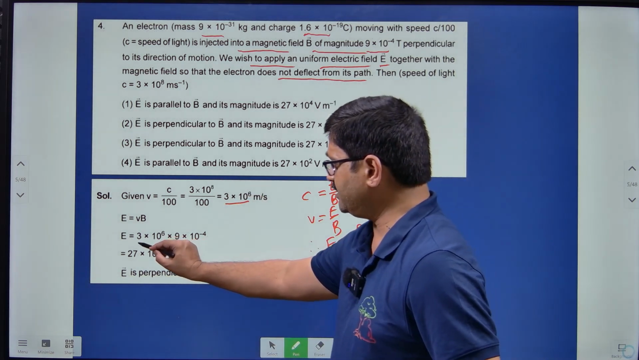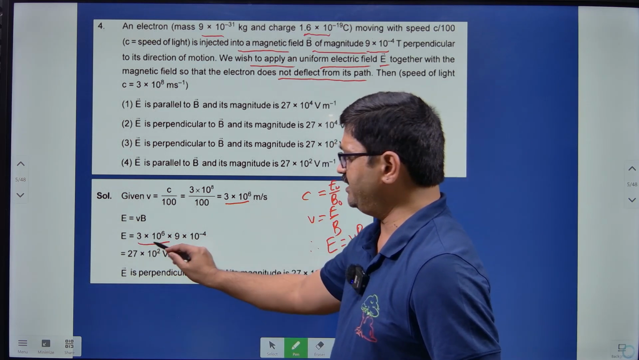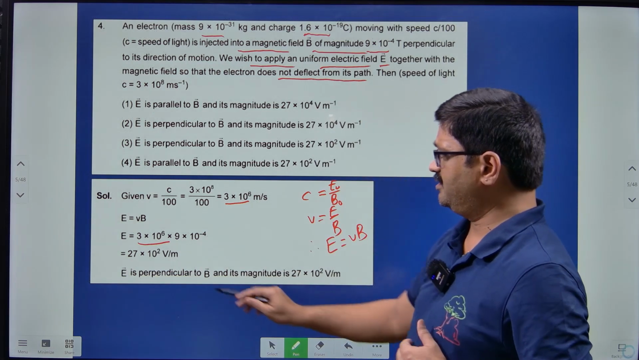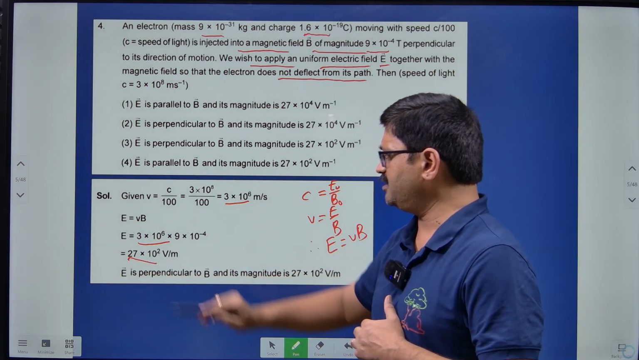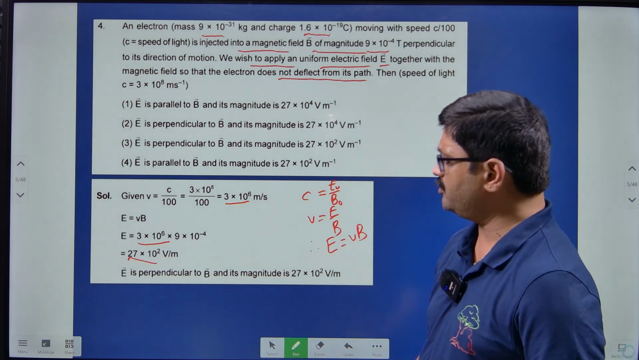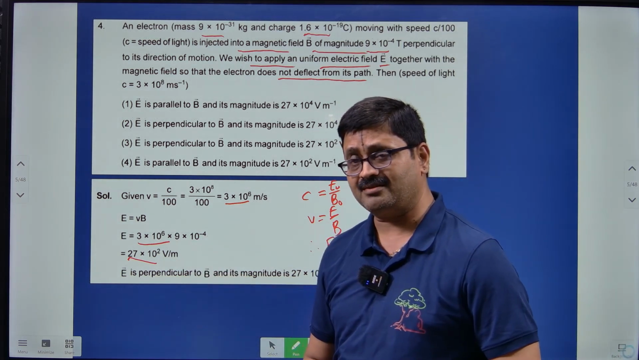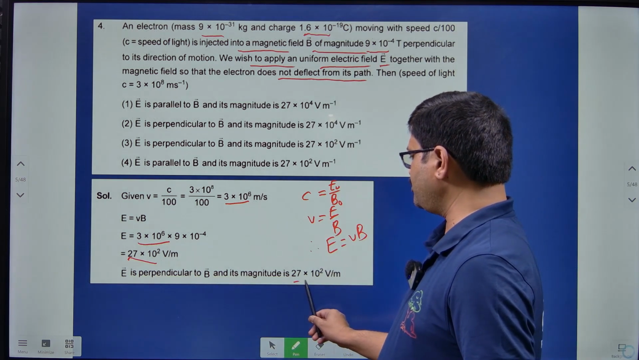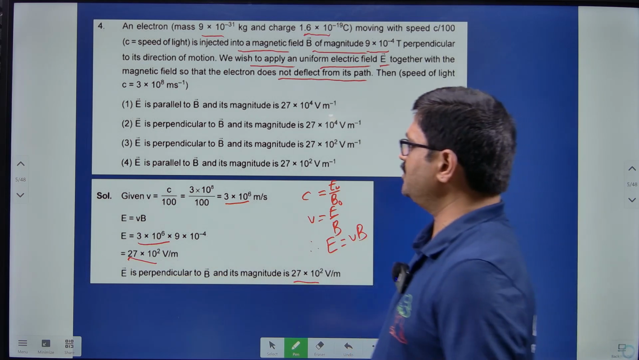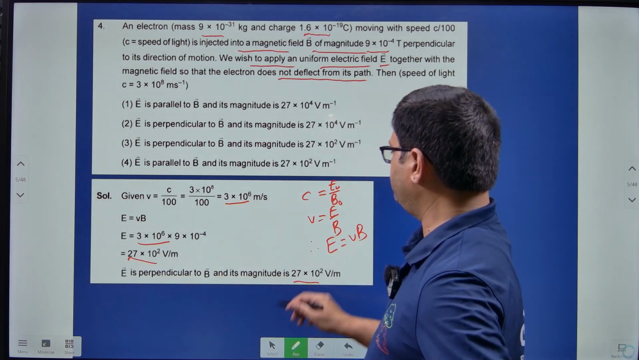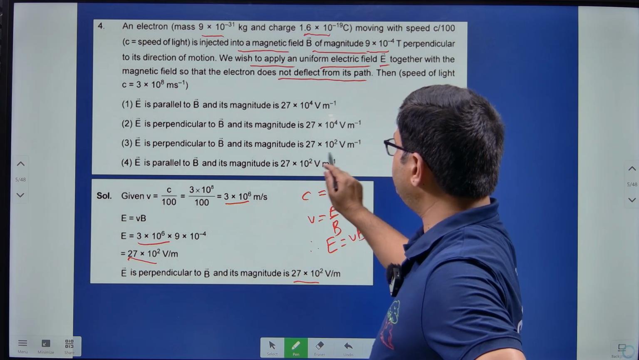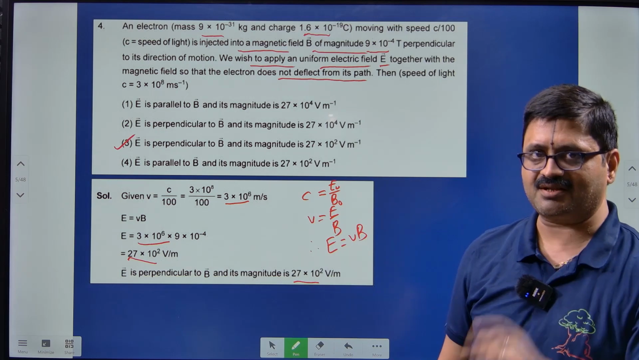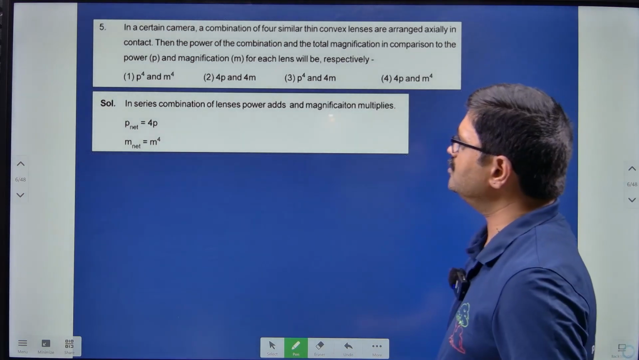So then electric field E should be equal to what now? 3 into 10 power 6 into 9 into 10 to the power minus 4. It is given already. Then we will get the value of electric field as 27 into 10 power 2 volt per meter, correct? Then electric field perpendicular to B and magnitude is how much? 27, okay? So hence electric field perpendicular to B and magnitude is 27 into 10 to the power 2 volt per meter. It is option 3 here in this case. Then moving on to fifth question.